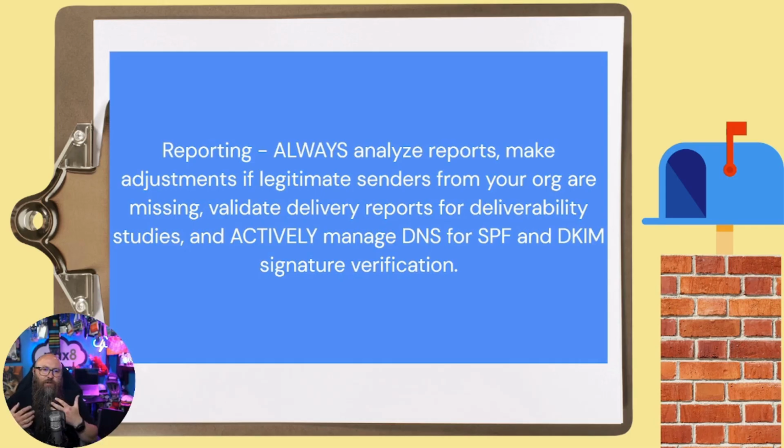One last piece, reporting. Always, always, always analyze reports. Make adjustments. If legitimate senders from your org are missing, validate delivery reports for deliverability studies. Like, you should literally say, if they start up a new service, I want to see the rejections, I want to find out and query about it, and if it is legitimate, let's get this thing to production so that people aren't missing messages, and let's fix our process so that it actually comes through and gets properly set up from us, rather than just being used as a mail sending thing that makes us loosen our standards.